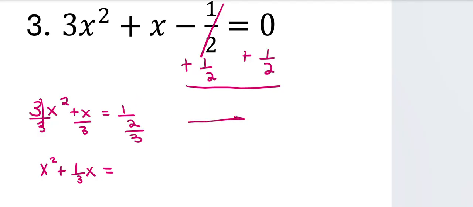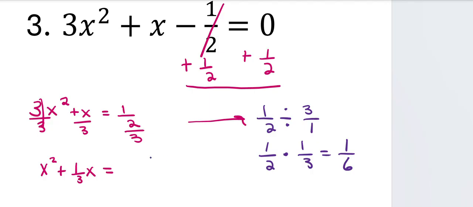I'm going to go ahead and do it to the side so we can see. So what I have is 1/2 divided by 3 over 1. Well, we know that we cannot divide fractions, so we're going to do keep, change, and flip. So this is 1/6.